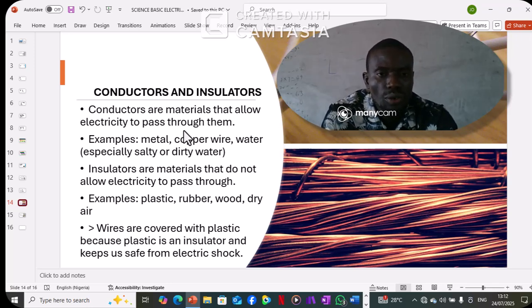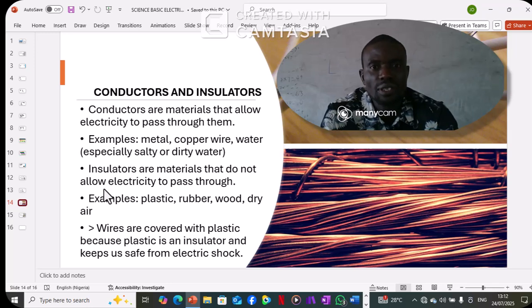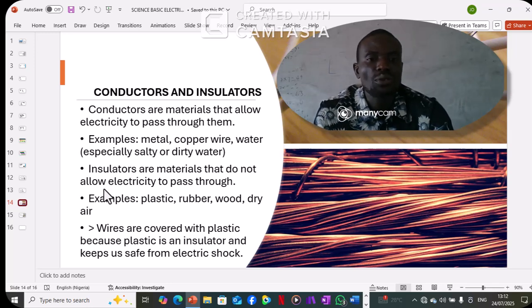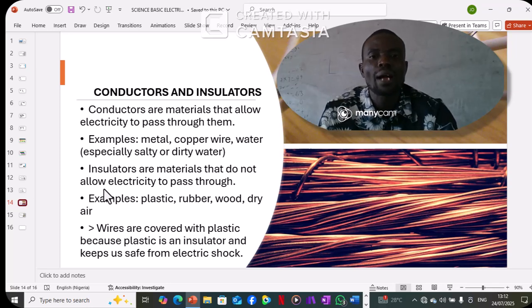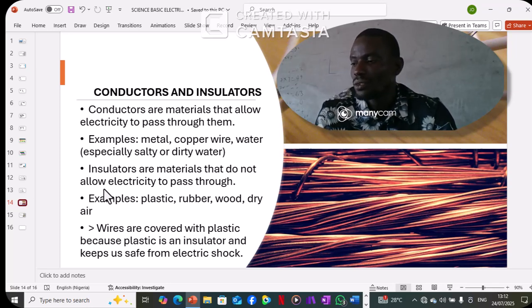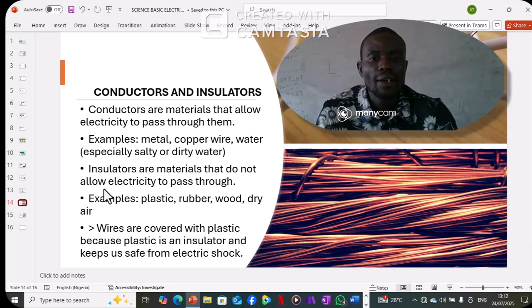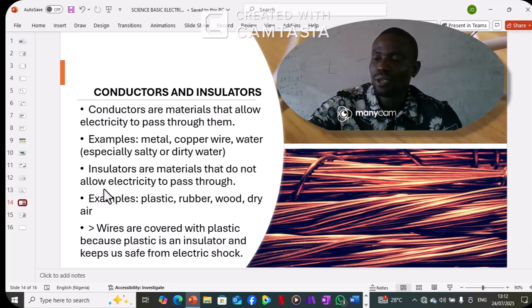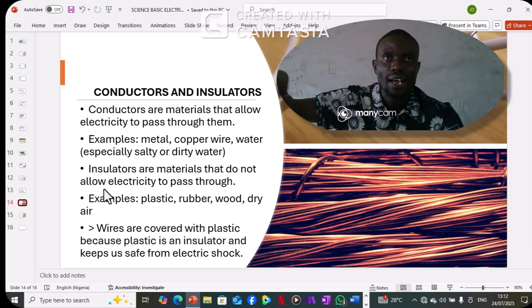And what of insulators? Insulators are materials that do not allow electric current to pass through them. Examples are plastic, rubber, wood, dry air. They use rubber to cover wires so that you can hold the electric cables. You can hold all those electric cables because they have already used an insulator. The rubber cover is an insulator.